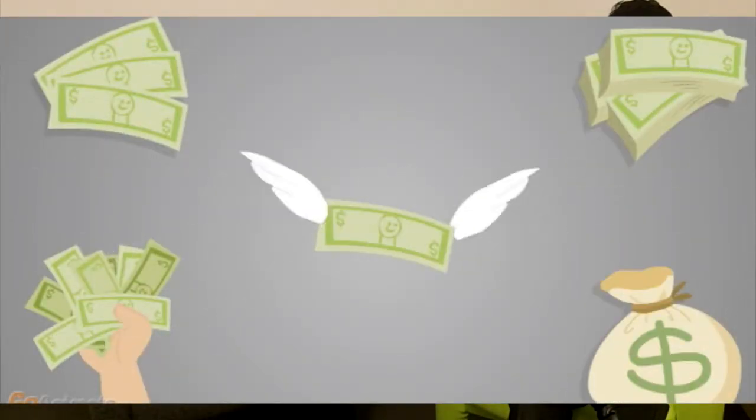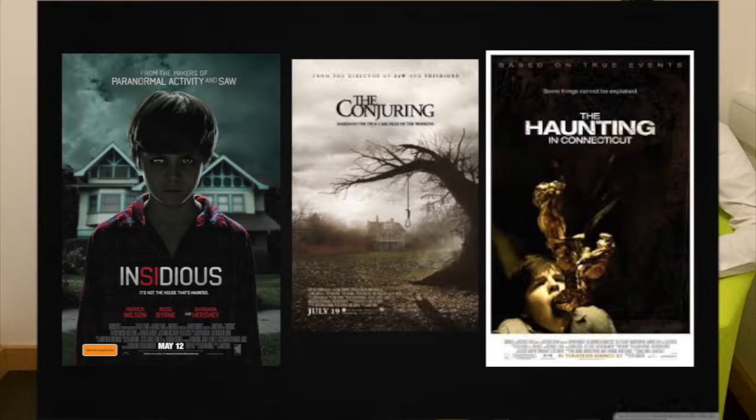Lilith is a low-budget Hollywood film. This is because most horror movies in the American Hollywood market are low-budget. Some low-budget horror movies include Insidious, The Conjuring, and The Haunting in Connecticut. Supernatural horrors are usually low-budget. This is because, unlike action movies, famous Hollywood stars are not needed to attract audiences in large numbers.